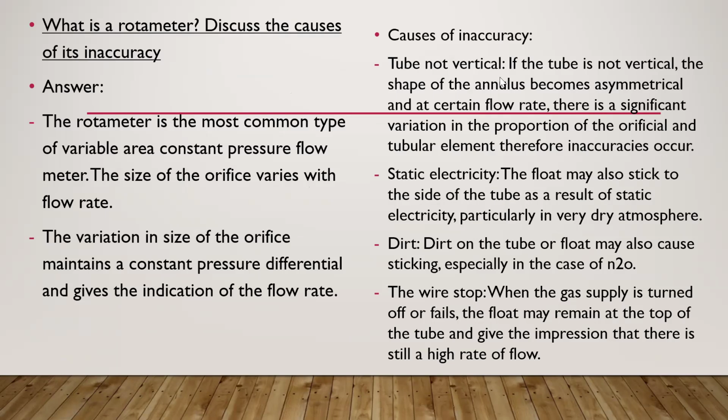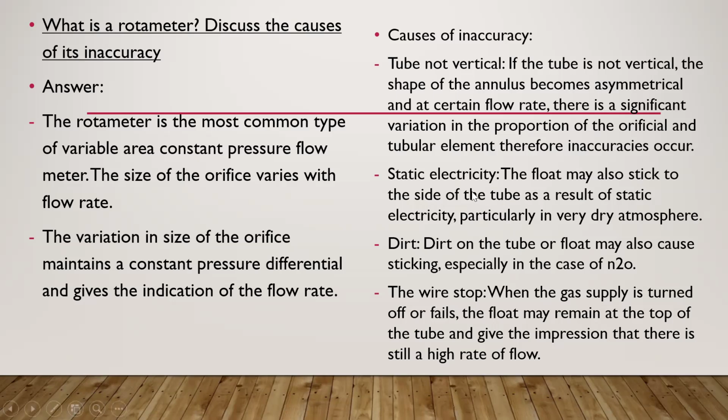Okay, look at it. Causes of inaccuracy. Number one, if the tube is not vertical, what happens? The shape of the annulus changes, and it affects the flow rate, so there is a significant variation in the proportion of the orifice. And don't forget, we said it is a constant pressure variable orifice. If the tube is not vertical, it is going to cause inaccuracy of your reading.